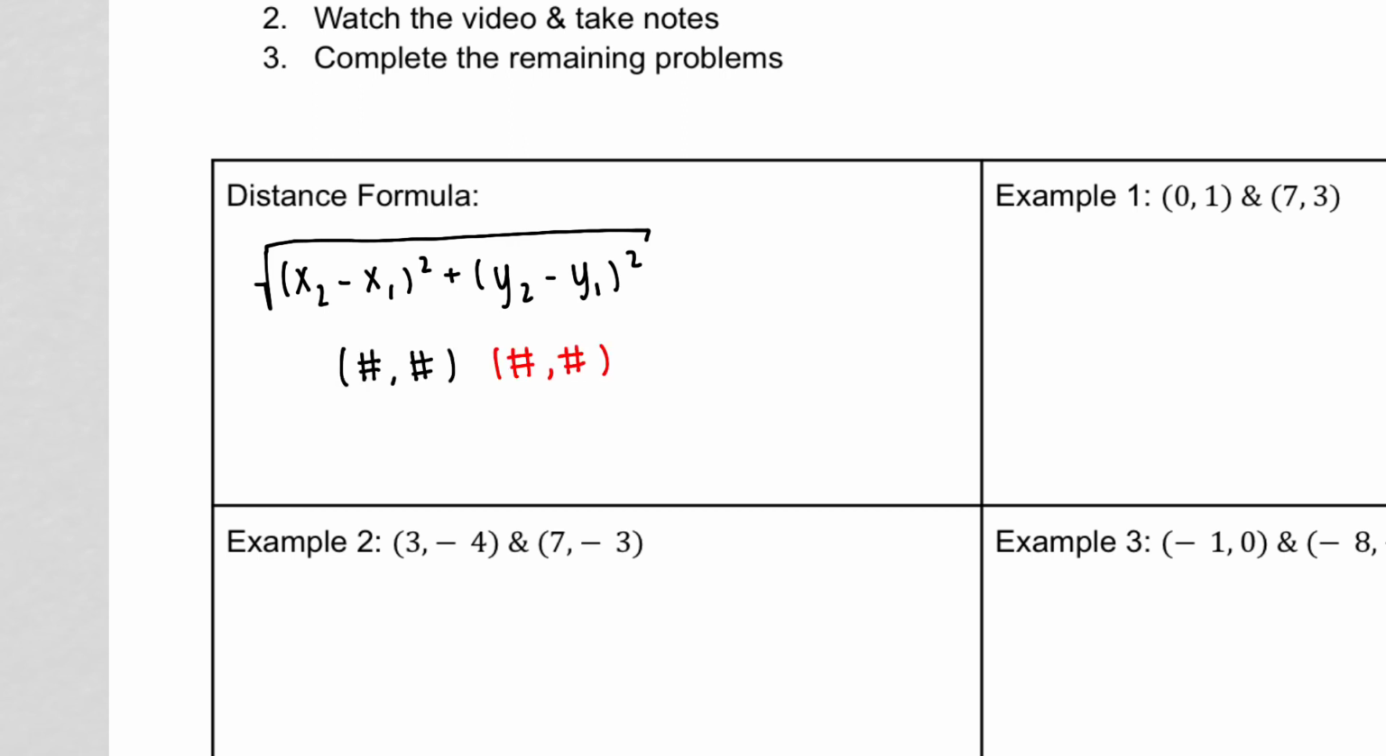So in these examples, you're going to be given 2 points. And when you are given those 2 points, you're going to label them. The first one I'm going to label as x1, y1. So that means the second one I'm going to label as x2, y2. Those correspond with these x2, x1, y2, y1 in the formula. So whatever numbers are here, we're going to be plugging them in up above.